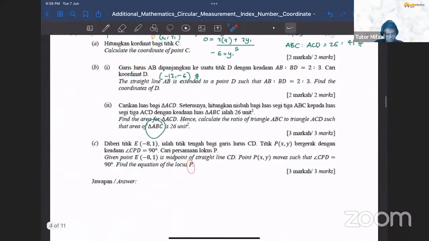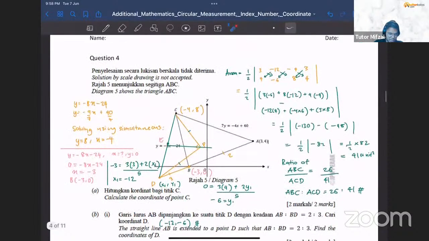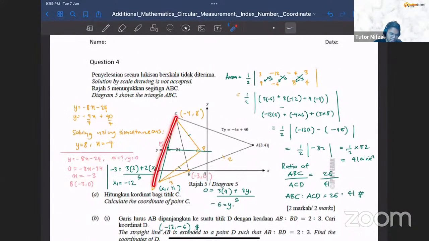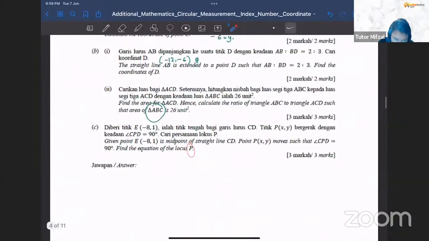Okay. So this one is equation of locus P. Equation of locus P is just a straight line in the end. This is what it wants to tell you. So if it is a straight line, then you need to find the equation of straight line. So nak tahu equation of straight line, you kena tahu what's the equation of CD, what's the gradient of CD, then you kena cari guna M1, M2, then you cari the equation of straight line using coordinate of E. So that is what we are going to do.